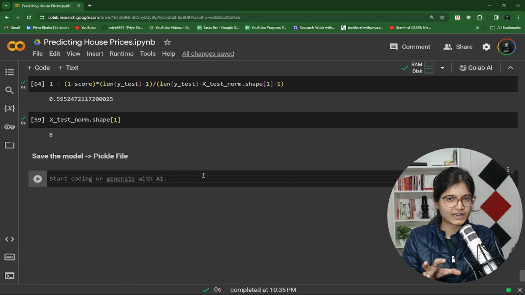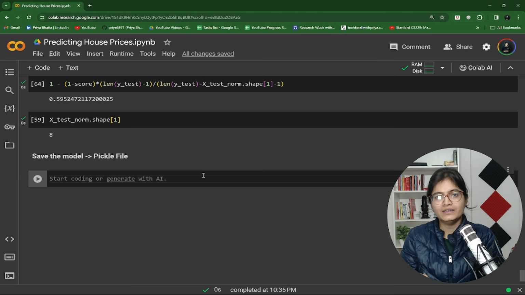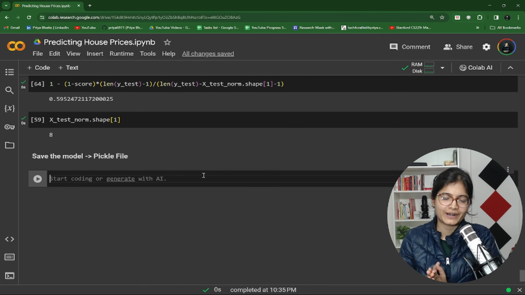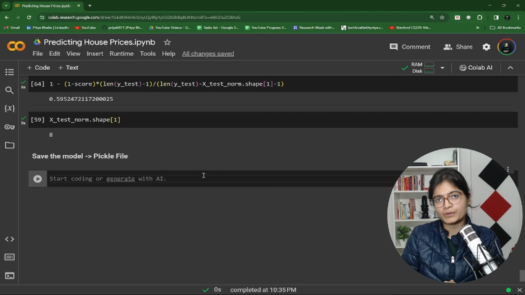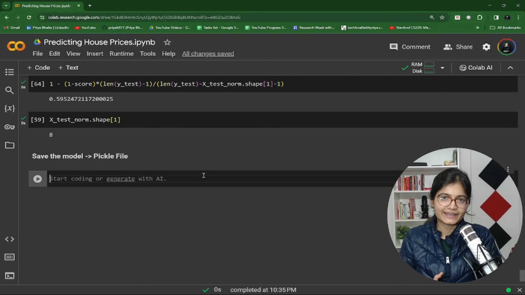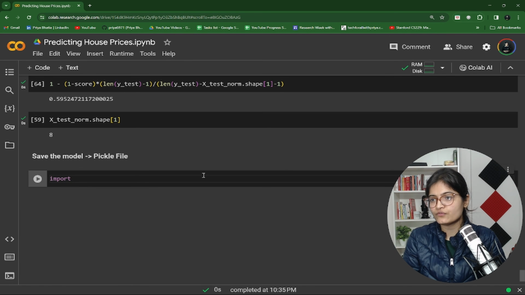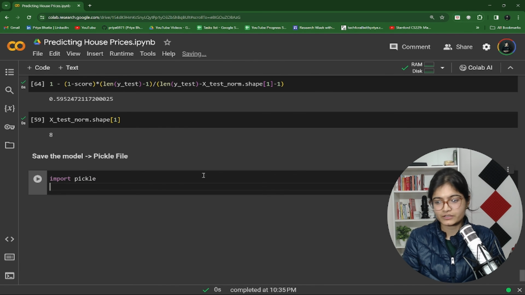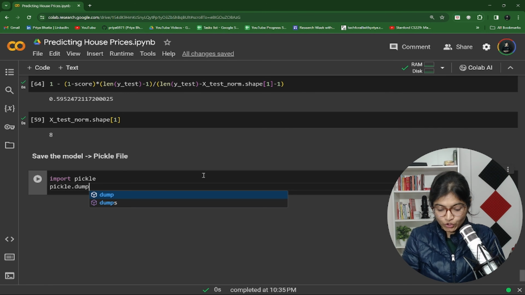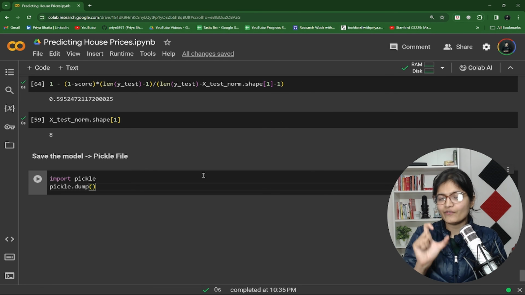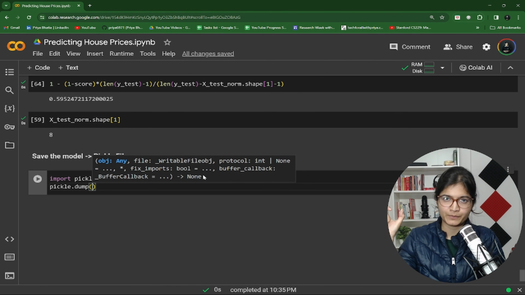It's not only for linear regression, but for any model in future. After training our model, as I told you, we need to save that model, so that in future, if I want to do the prediction, I can directly use that model file, the pickle file, and get the predictions done. So first of all, we will import pickle. We want to dump this file, so we will use the function dump. Usually, this pickle file will also be used for model deployment.